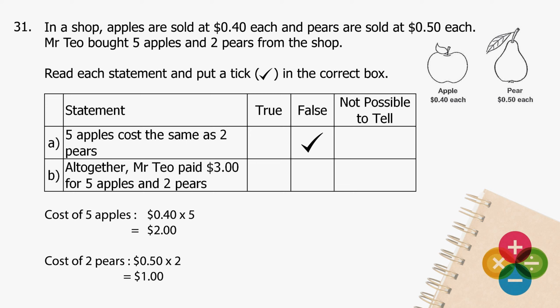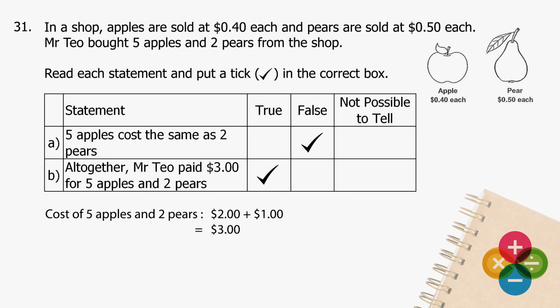The cost of 5 apples will be: multiply 40 cents by 5, and the product is $2. The cost of 2 pears will be: multiply 50 cents by 2, and the product is $1. A. 5 apples cost the same as 2 pears is false. The cost of 5 apples and 2 pears will be: add $2 to $1, and the sum is $3. B. Altogether, Mr. Teo paid $3 for 5 apples and 2 pears is true.